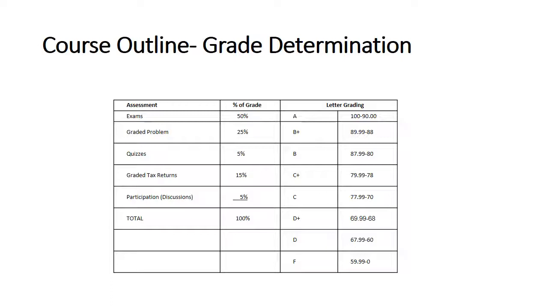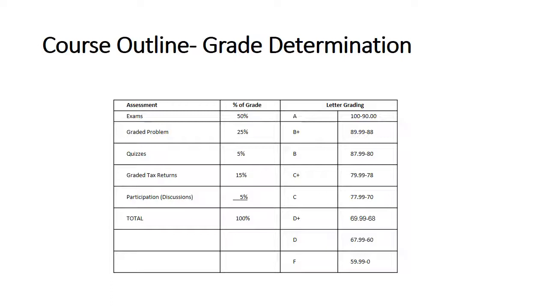Your assignment calendar is at the end of the syllabus. And it's also noted within Blackboard, or the outline we're looking at now. Exams are worth 50% of your final grade. Graded problems, 25%. Quizzes are worth 5. Graded tax returns, 15%. Participation and discussion, 5%.